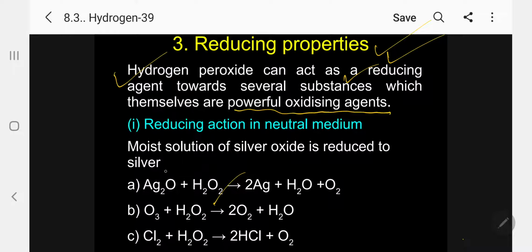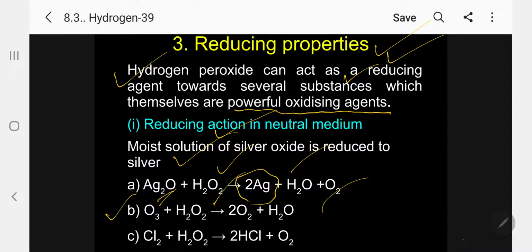Kindly follow the example. Moist silver oxide is reduced to silver. So hydrogen peroxide oxidizes, and silver oxide goes to silver. So removal of oxygen, oxygen is formed, water is formed. So that means hydrogen peroxide shows reducing property.